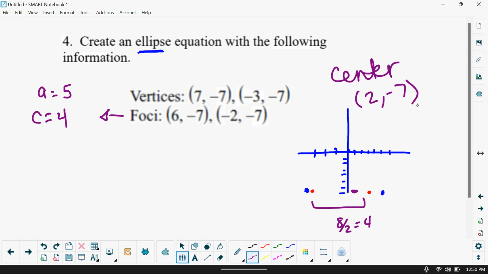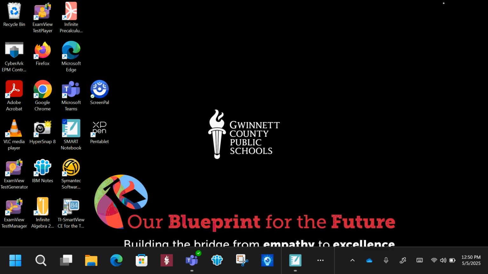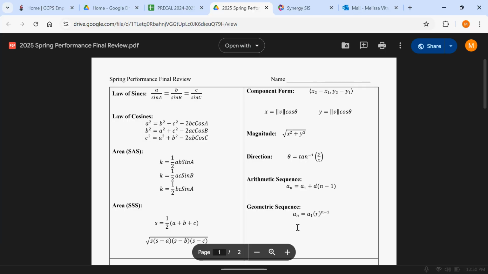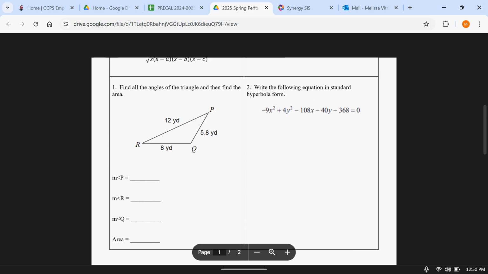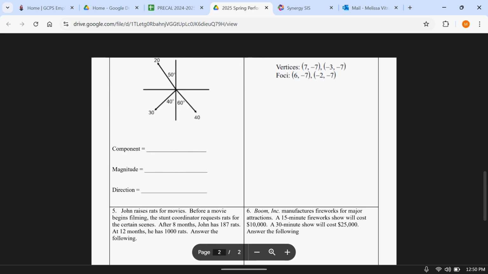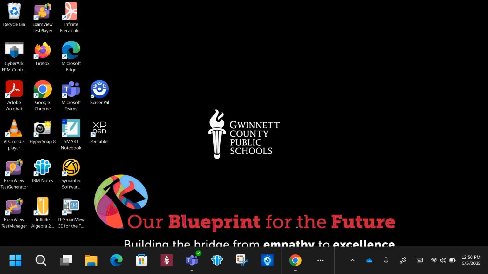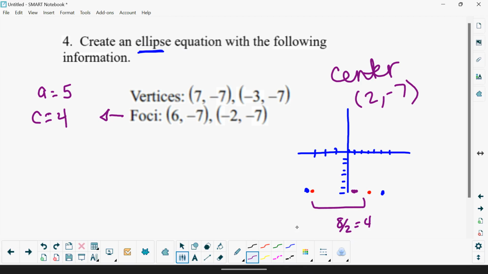Now I got to figure out my b value. Let me go back to my formulas, which I don't have on there. I'm going to have to get them on there. Are they down here? Nope. I got to get that on there. So, okay, good to know.